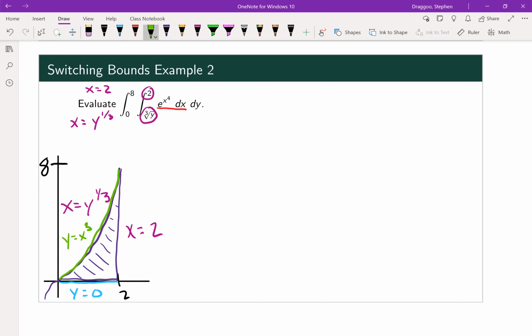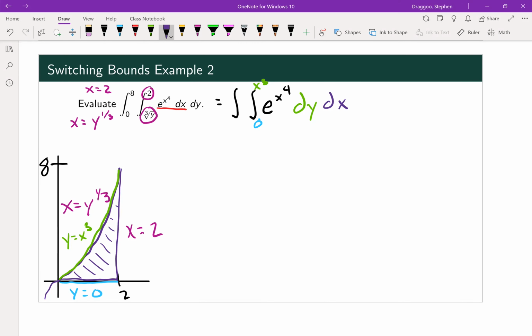And now that we have those new boundary lines, we'll just change our order of integration. It goes from the bottom function to the top function, so 0 on the bottom, x cubed on the top. Our interior function doesn't change, e to the x to the fourth, but now we're going to do dy first instead of dx, with dx happening second.